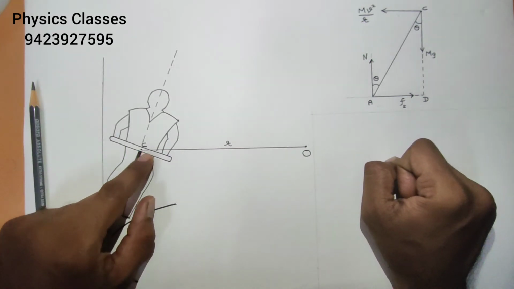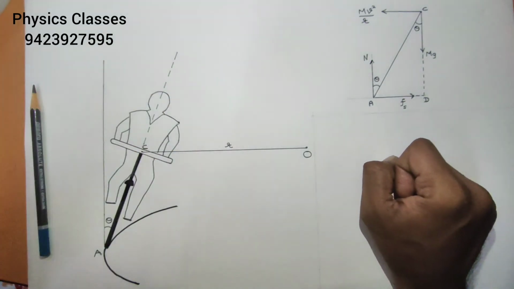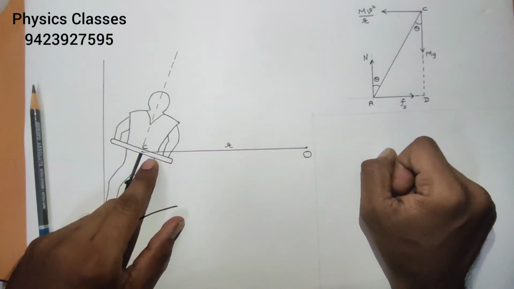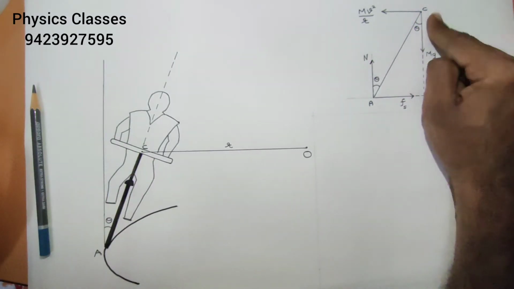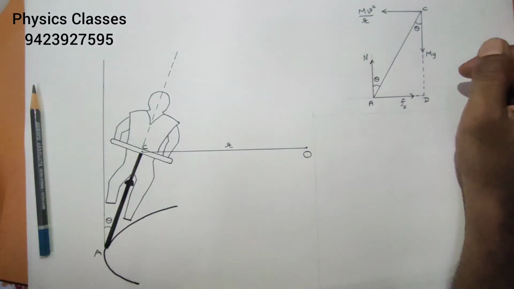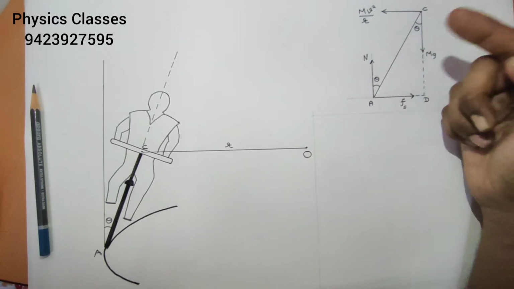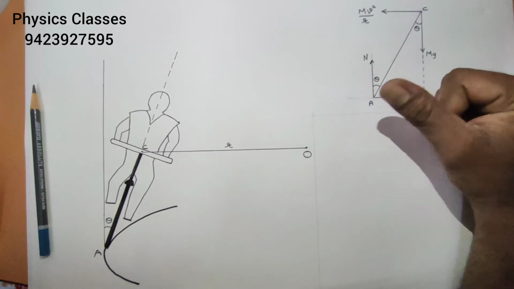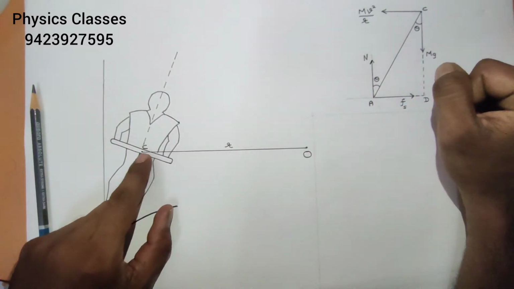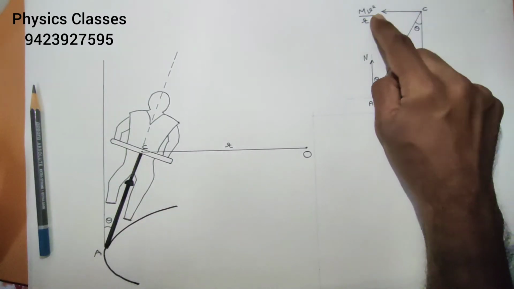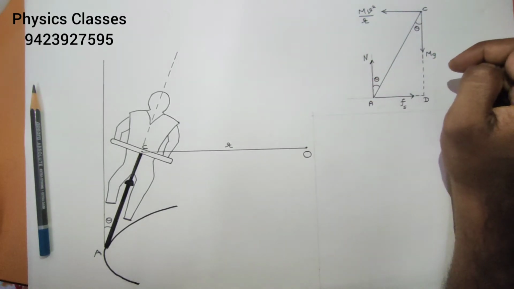Let C be the center of mass of this system. The system is the person along with his cycle. The gravitational force can be shown from the center of mass, that is C, in the downward direction, which is mg. M is the mass of the system. In this rotating frame of reference, we need to consider the pseudo force, which is centrifugal force in this case. And it will act from the center of mass in the outward direction, which will be mv square upon r. That is the centrifugal force.